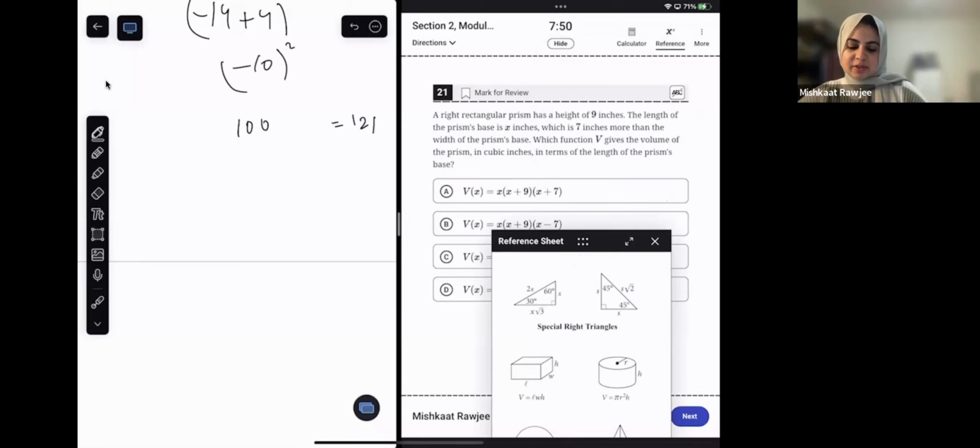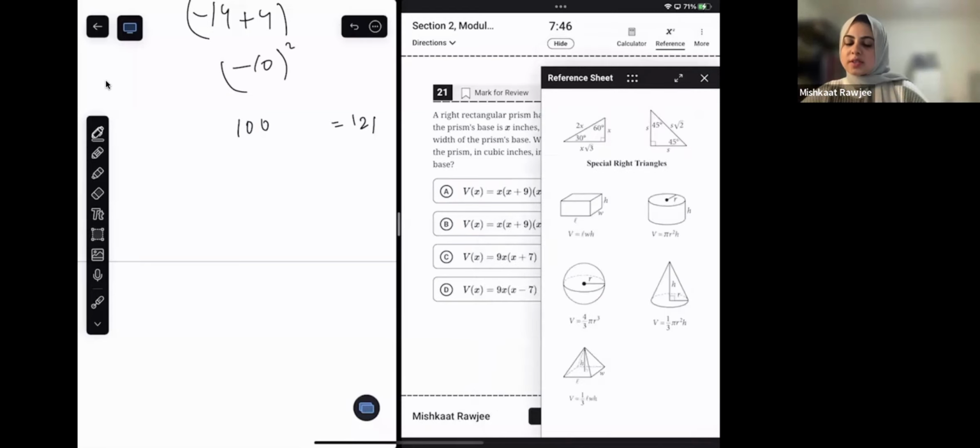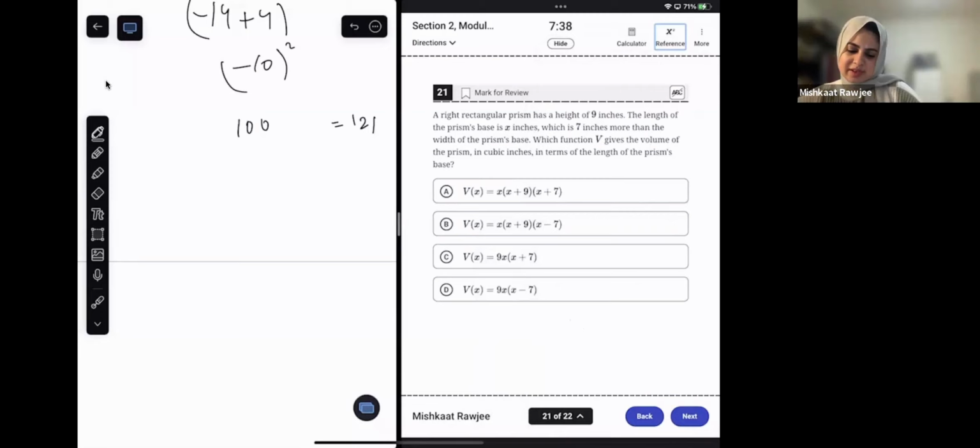The length of the prism's base. A right rectangular prism is just a box, a rectangular box. So it would just be the length times width times height. So it has a height of 9 inches. Wait, would that be correct? All the answer choices look like that. I was getting confused. So it's just going to look like a box, honestly.